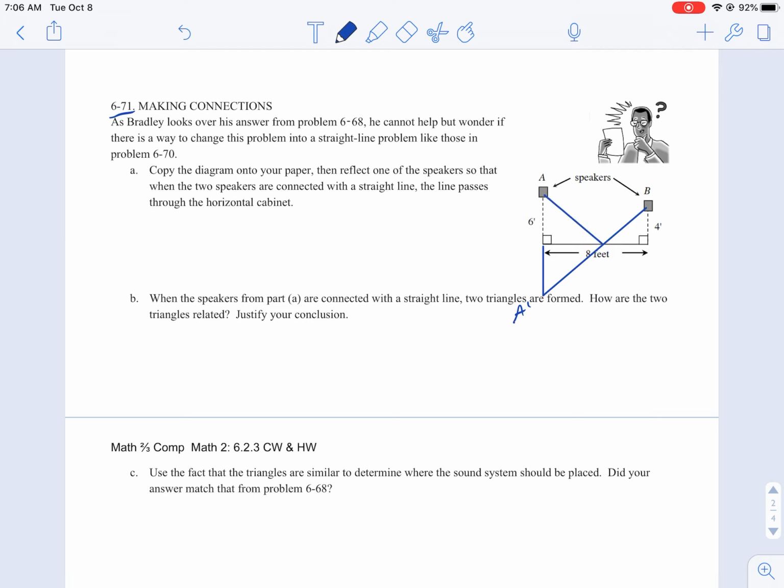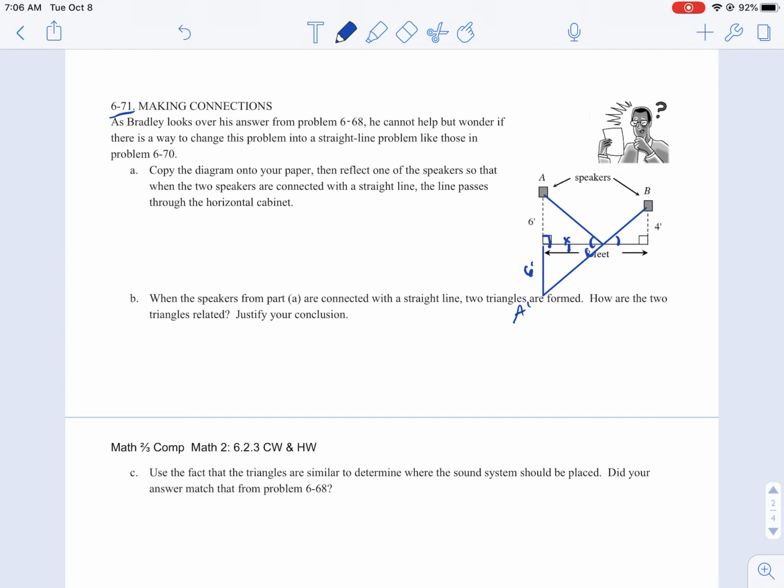Question: are these triangles congruent? They share a side, they have a right angle, and these two angles are congruent because of how, when you bounce off a surface, and these are vertical angles, so therefore they're congruent. So these triangles are congruent. So this is 6.